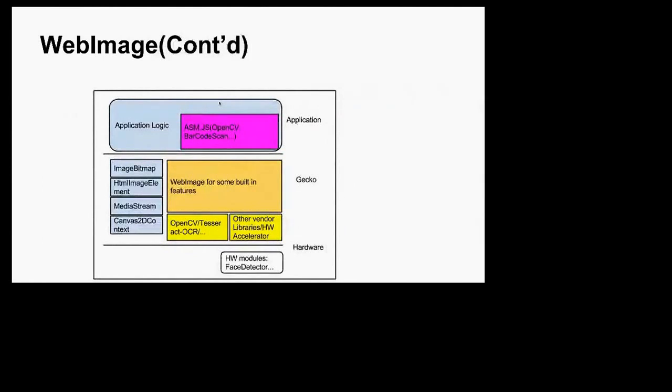So let's see a diagram. If the feature is not a performance issue, we will use the asm.js version, the pink block. But if the feature has a hardware accelerator version, it goes the web image way, for example, the face detection module in the B2G camera. If the feature in asm.js runs poorly in B2G, in that case, we will maybe go the web image way. You can also take the asm.js of the OpenCV part as a part of web image.